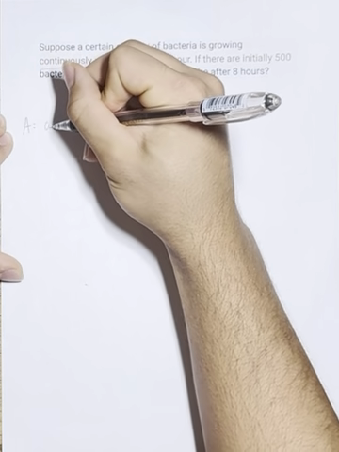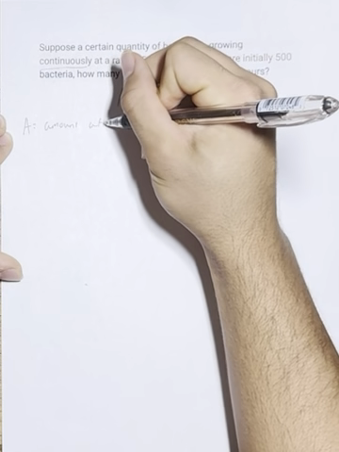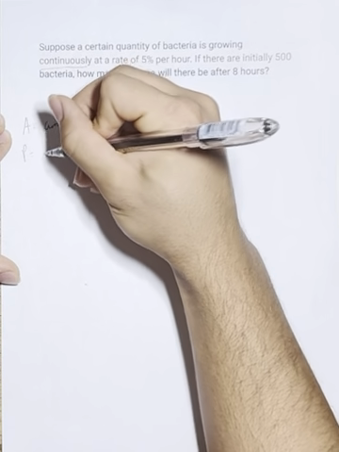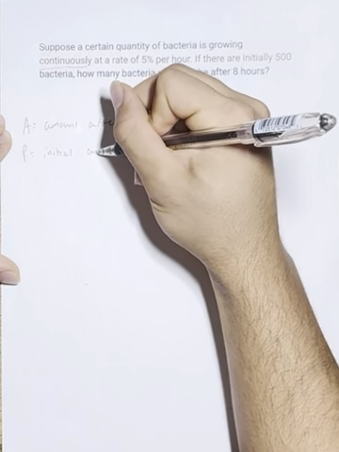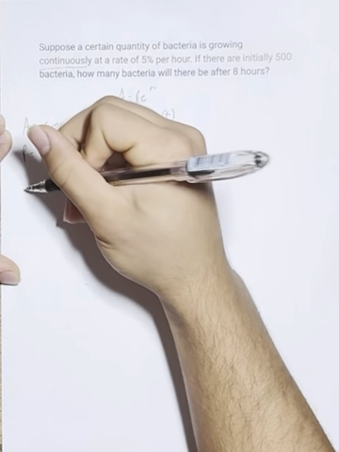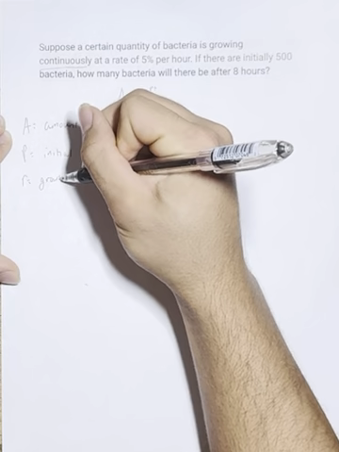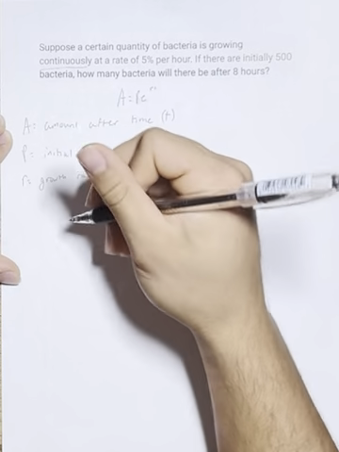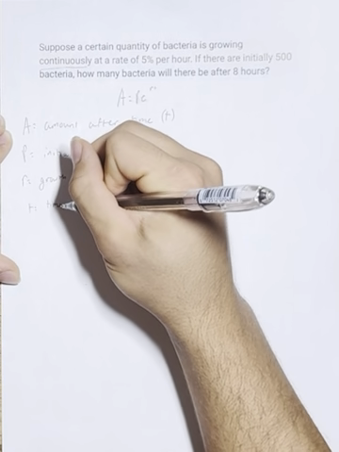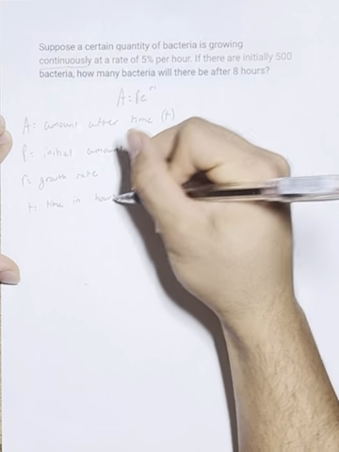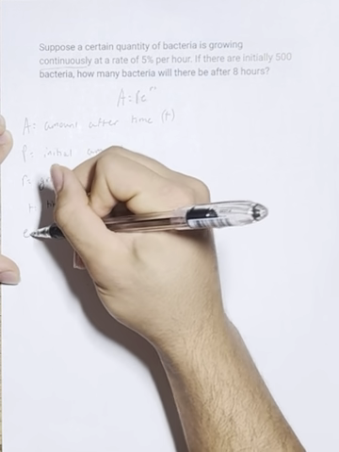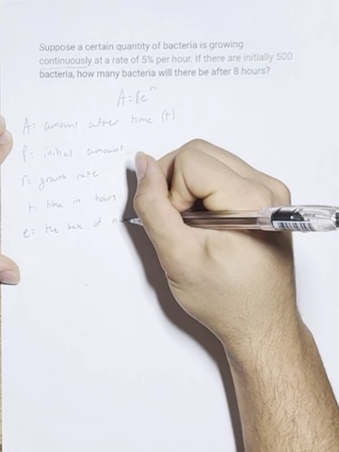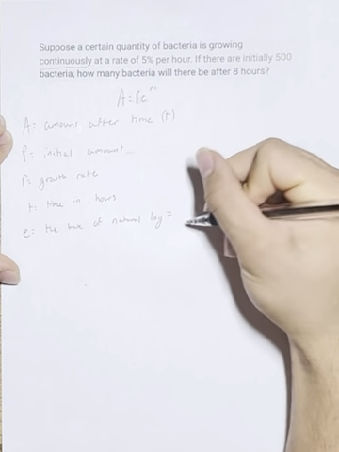A is the amount after time t. P is just the initial amount. R is the growth rate, so it's usually the percent in the problem. T is the time in hours for this equation. And e is just the base of the natural log, which is approximately 2.71.